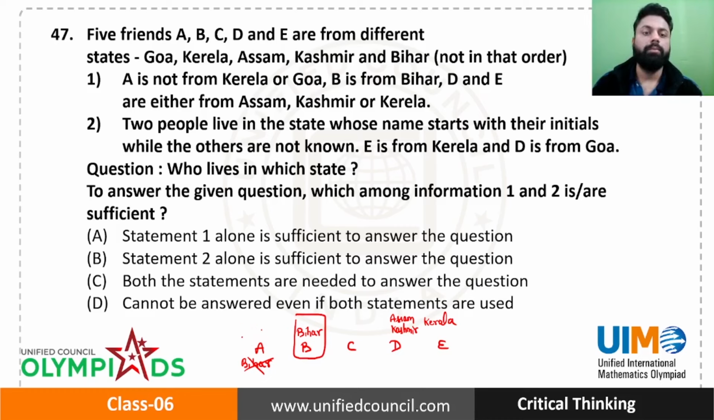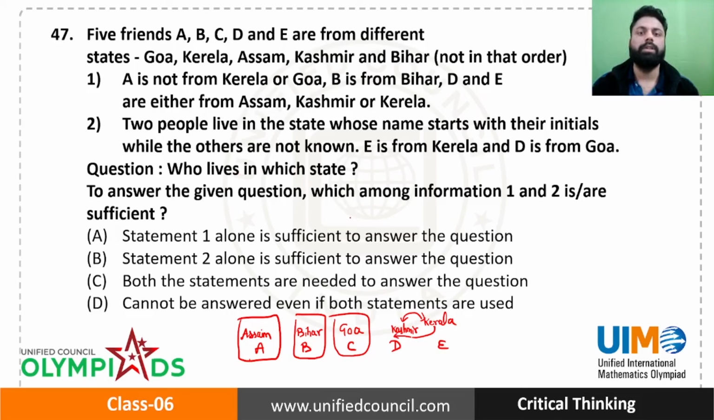So A is from Assam. That means D and E are from Kerala or Kashmir, and then C will be from Goa. Now we do not know this, they can switch, but these places are fixed. A is from Assam, B is from Bihar, C is from Goa. Now D and E can be from Kerala and Kashmir, we do not know. Who lives in which state?